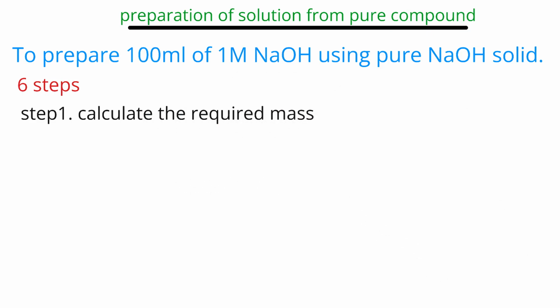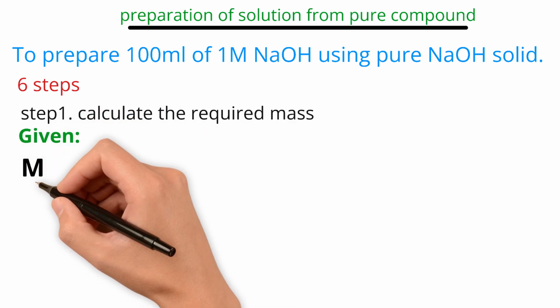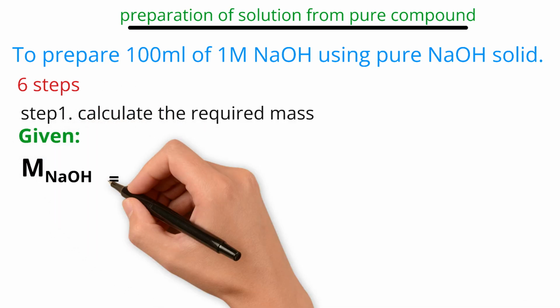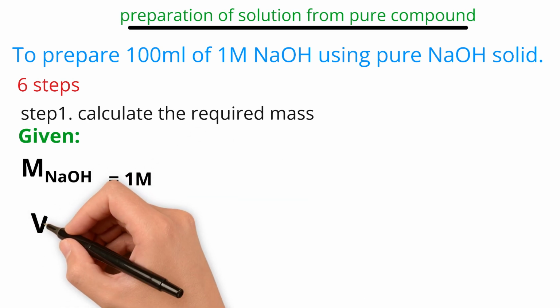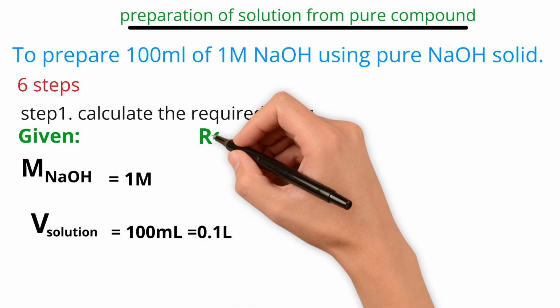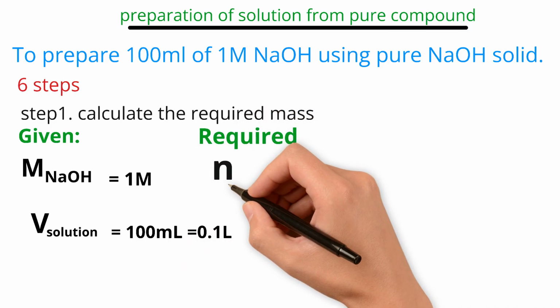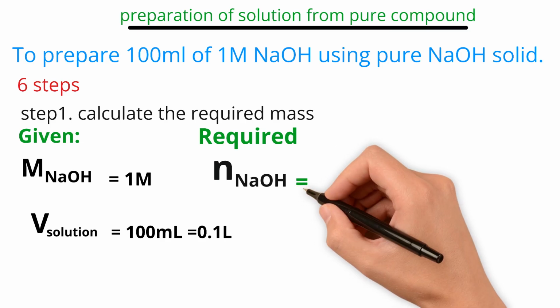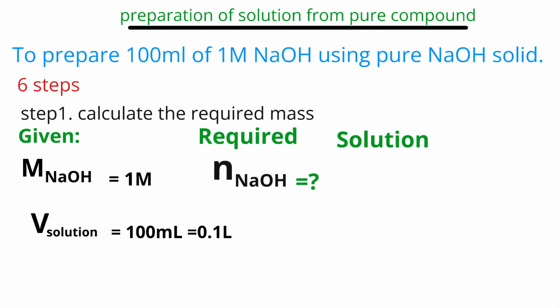This one we call paperwork. Now let us consider the given quantity. The first given quantity is molarity of sodium hydroxide, which is equal to 1 molar. And the second one is volume of solution, which is equal to 100 ml, which is equal to 0.1 liter. Now the required one is mole of sodium hydroxide, which is equal to how much?